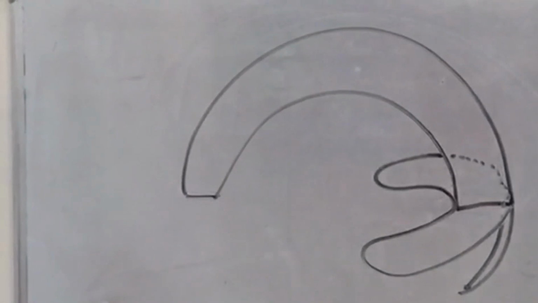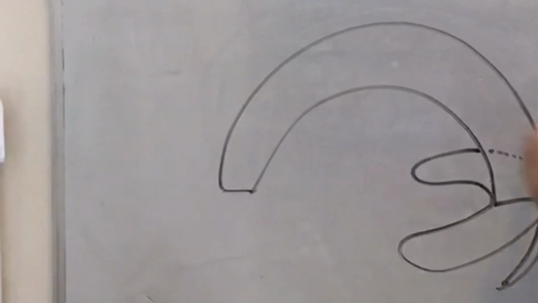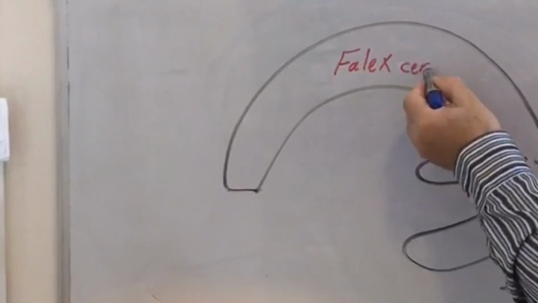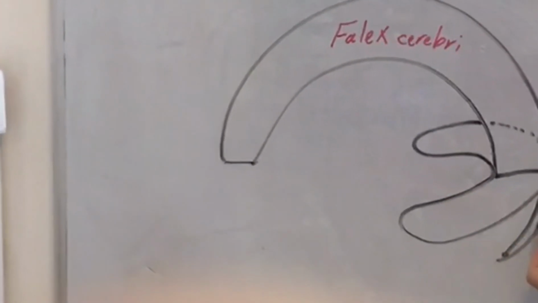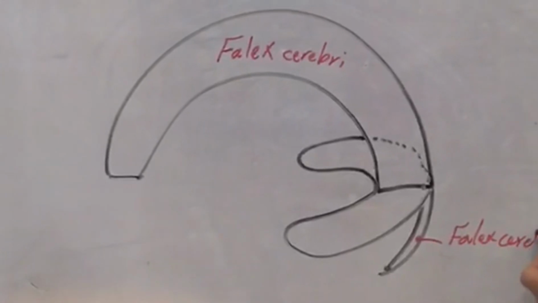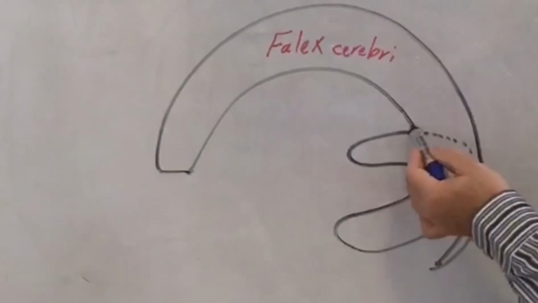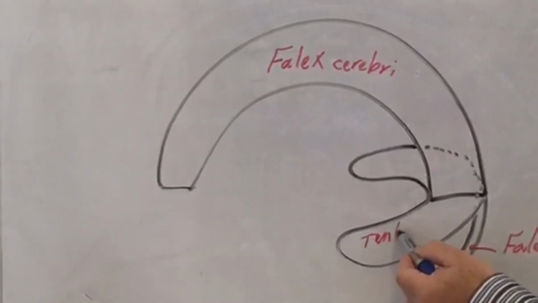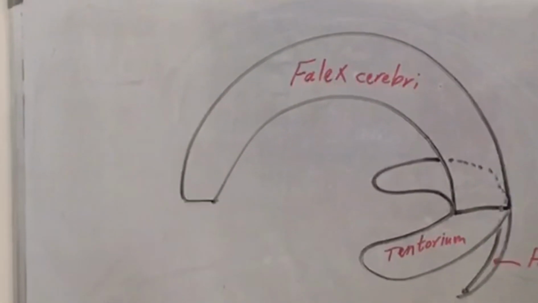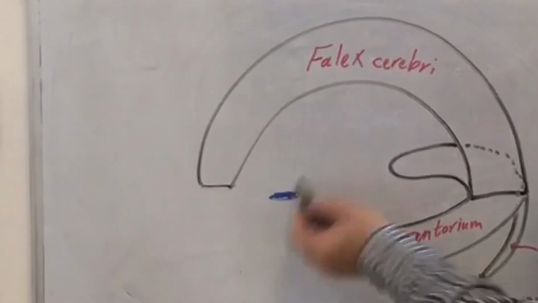This is the picture of the extensions of the meninges forming this, we call it falx cerebri, while this one is falx cerebelli. Here, this one, we call it tentorium cerebelli. We are left with the last region here, which separates the pituitary gland, we call it diaphragma sellae.